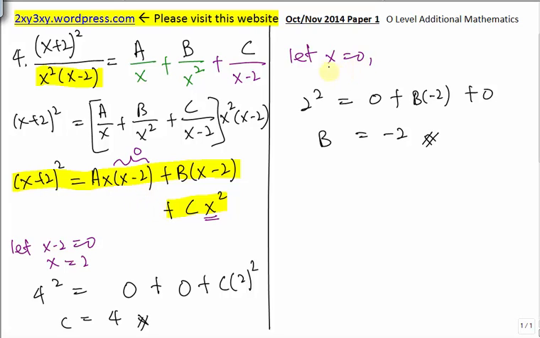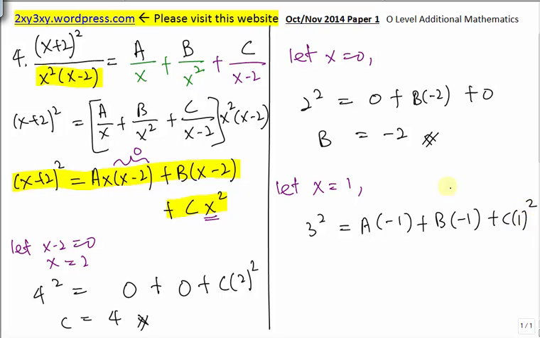So the next value of x to substitute will be 1. 1 will be a good number. So I'm going to let x be equal to 1. If I substitute 1 here, 1 plus 2 is 3 squared. And b we know the value is minus 2. C we know the value is 4. So a will have the value of negative 3.